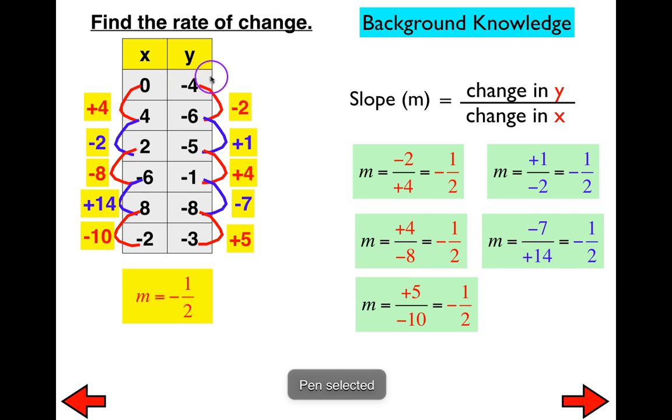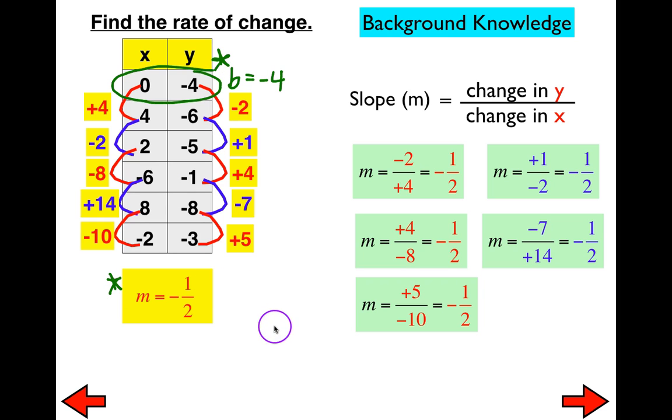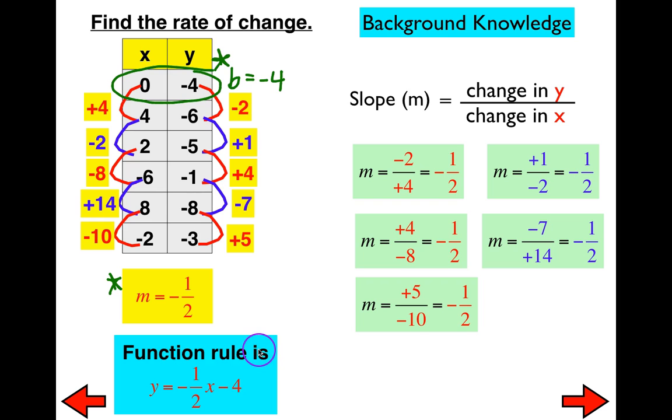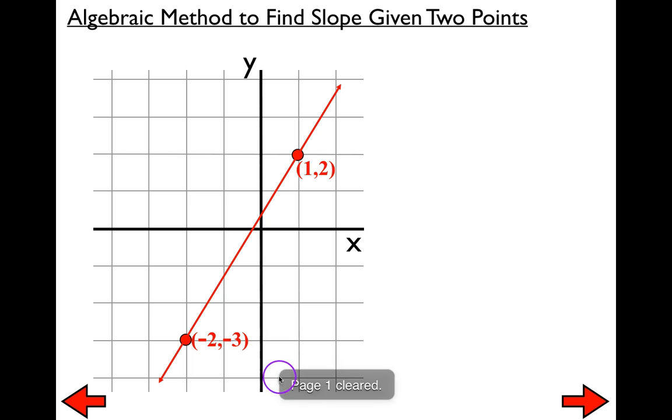If we wanted to write an equation, we would have needed the y-intercept to determine that in this case, b equals -4. So now that I know what b is and I know what m is, I can use slope-intercept form, plug it into y equals mx plus b, and my equation would be y equals -1/2 x minus 4. So hopefully that looks familiar. So now we're going to move on to some new material.